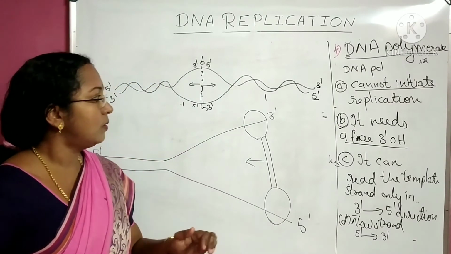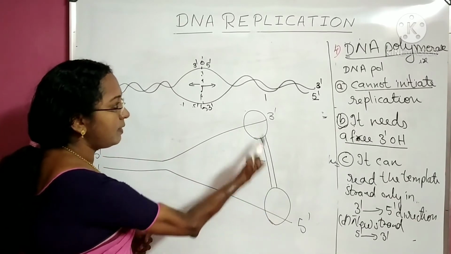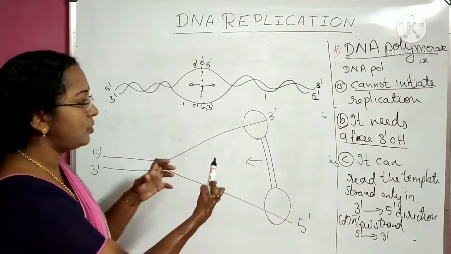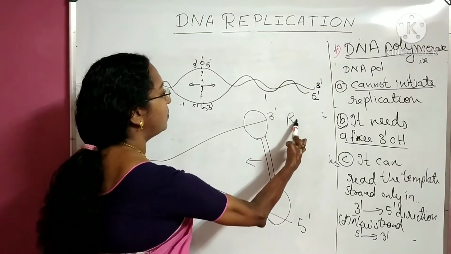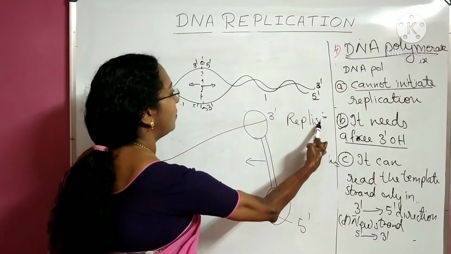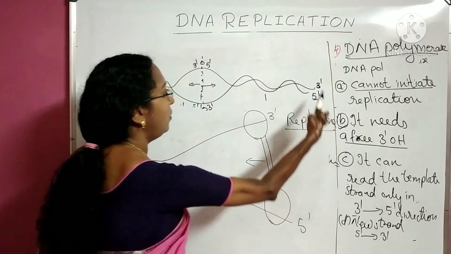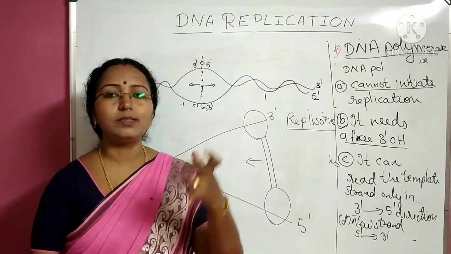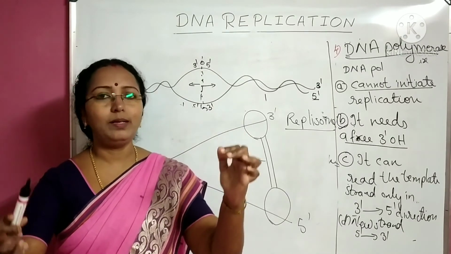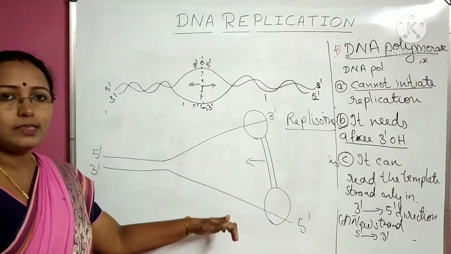Here also, the two DNA polymerase structures which are joined together are called the replisome. So DNA polymerase is not a single enzyme actually. It is made up of many subunits. It is a holoenzyme, a very big enzyme. So it is like this here.